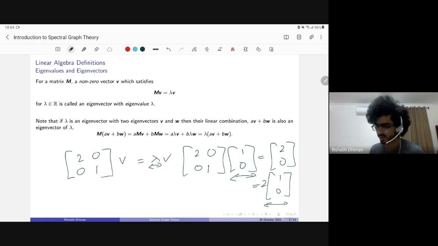And you can then just generalize this. What you can further prove is that if you have two vectors which have the same eigenvalue, so you have the relations Mv is equal to lambda v, and Mw is equal to lambda w, then any linear combination av plus bw will satisfy the same property. And here's the short reason for it.